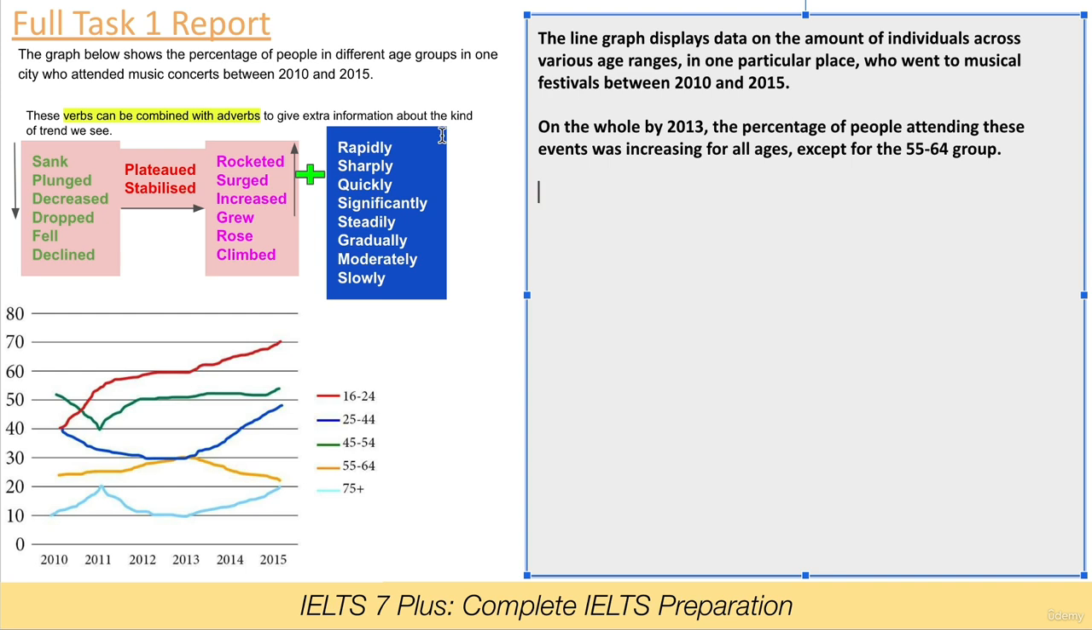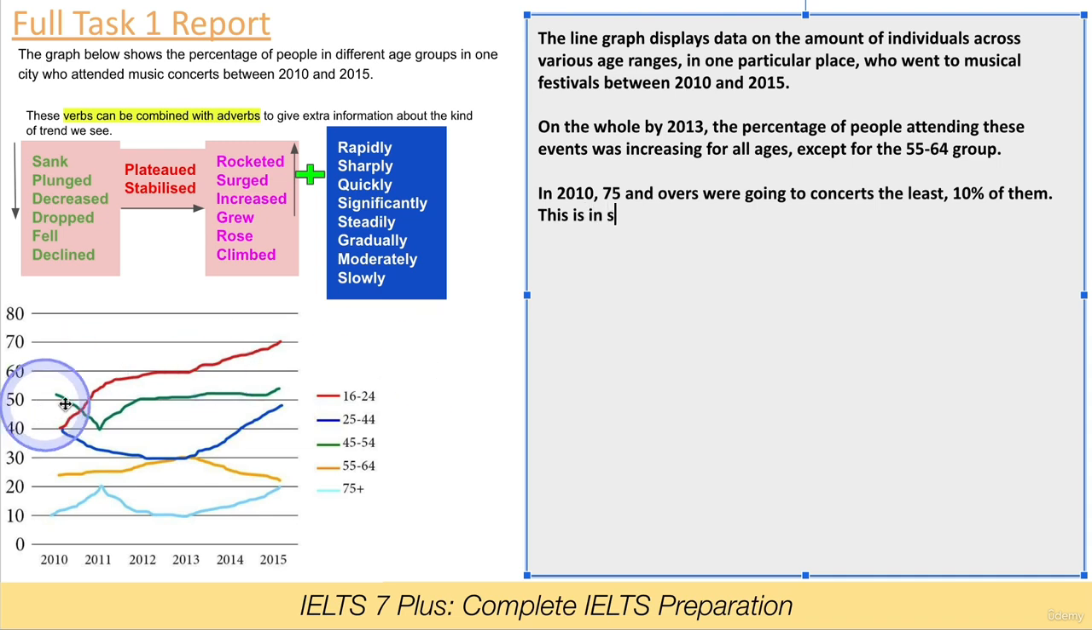Okay, so let's make a comment about 2010. Maybe we can comment that 75 plus were the lowest. In 2010, 75 and overs were going to the least. Were going to concerts the least. 10% of them.